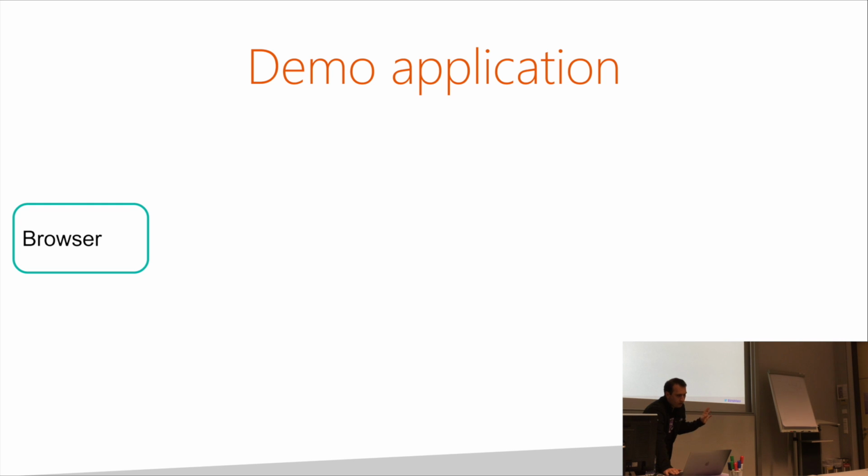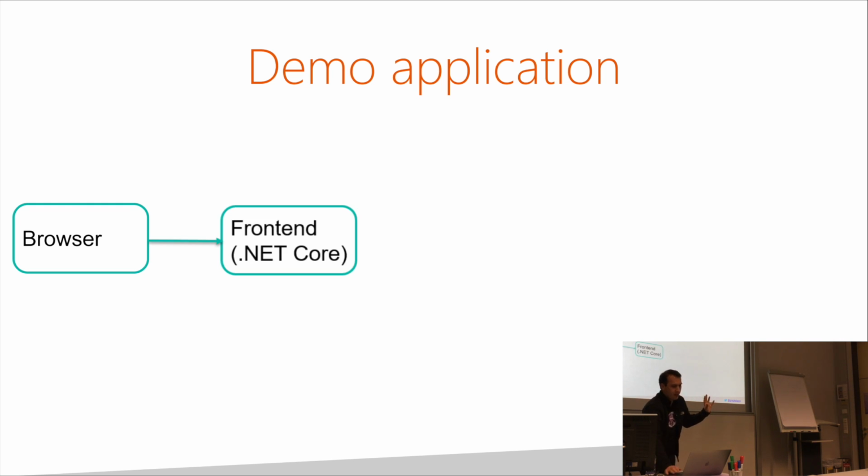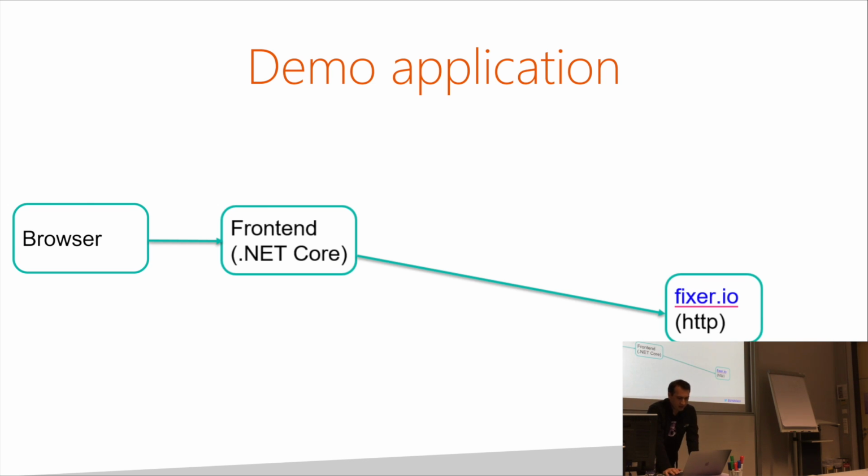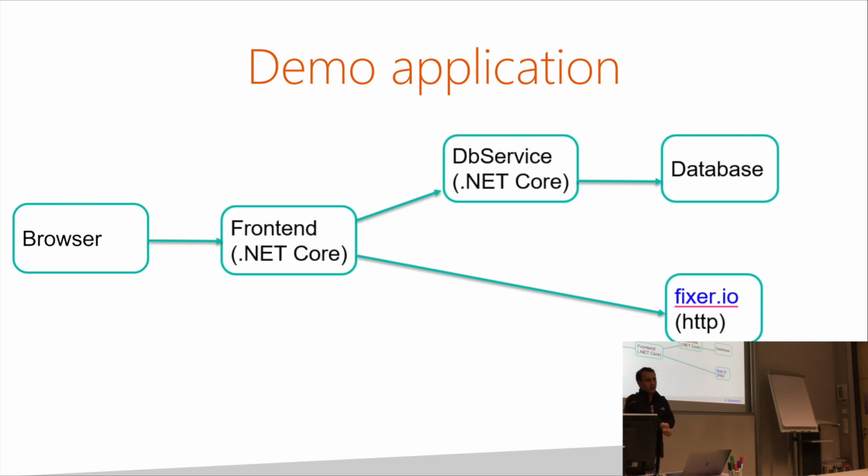And the architecture is the following. There is a browser, and there is a .NET Core front end, which is basically one .NET Core process. There is a service called fixer.io, which can give you currency information. What we do here is take a number in euro and exchange it to US dollar, and we show the value of it in US dollar. For this, we do an HTTP request to this fixer.io service. And then there is another service which talks to a SQL Server database, which runs locally on my machine. That's the architecture, super simple.